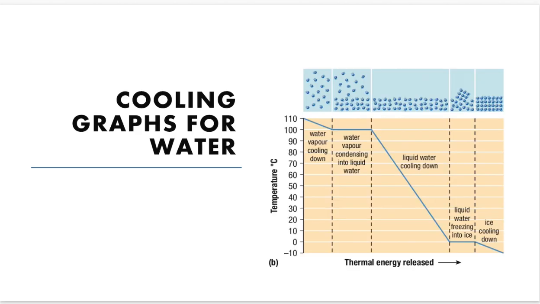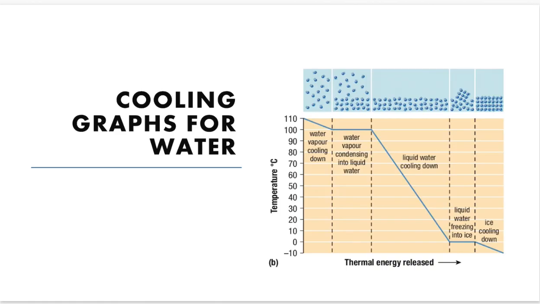Again, the temperature remains constant during a change of state because the thermal energy is being used to change the potential energy of the substance's particles. And this occurs on the cooling graph when a gas is changed into a liquid and when a liquid is changing into a solid. This is represented by the flat part on both graphs.